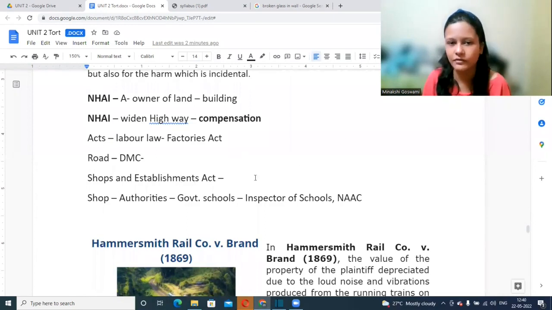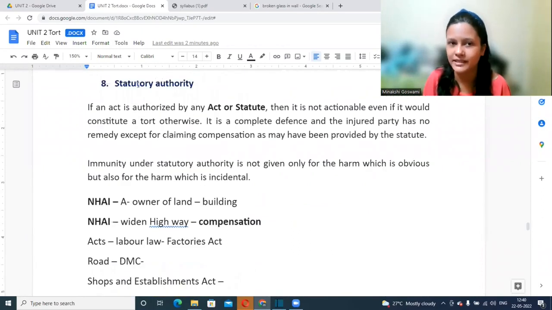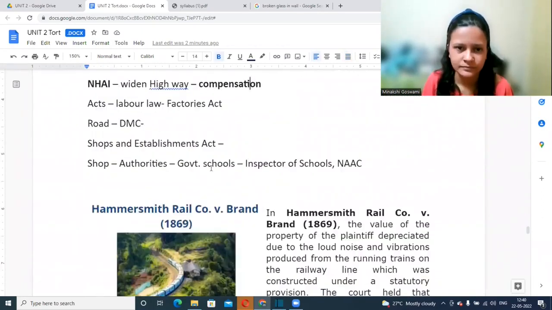Same ways we have for government schools, there are inspectors of schools who are being appointed. They would also enter the school and do the same investigation: if teachers are there or not, classes going on or not, everything. For universities, we have NAAC, right? Like that, all these different authorities are being established under statutes, okay?